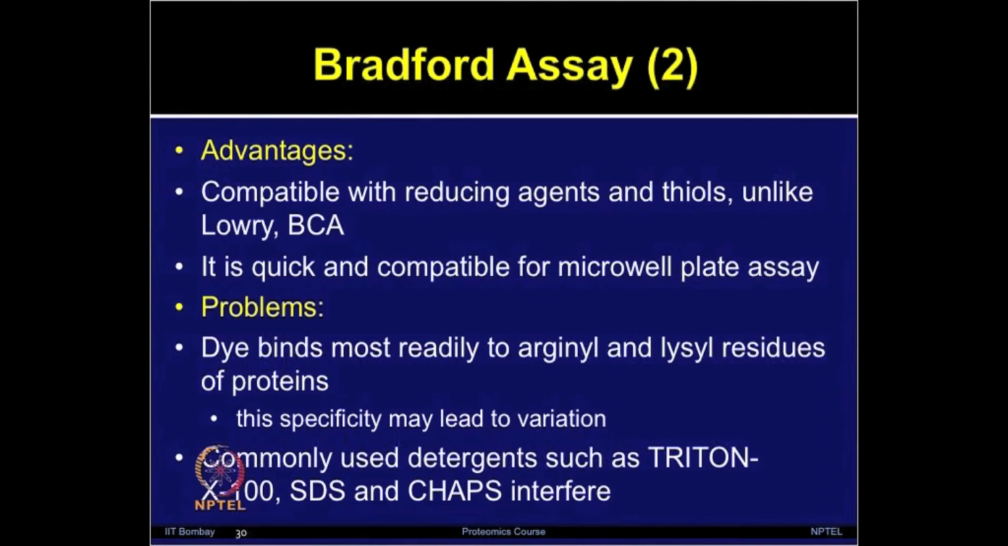But there are some problems with the Bradford assay as well, such as the dye binds most readily to the arginyl and lysyl residues of the protein, and this specificity may lead to variations. Now, there are various detergents such as Triton X-100, SDS and CHAPS. They also interfere with the Bradford assay.